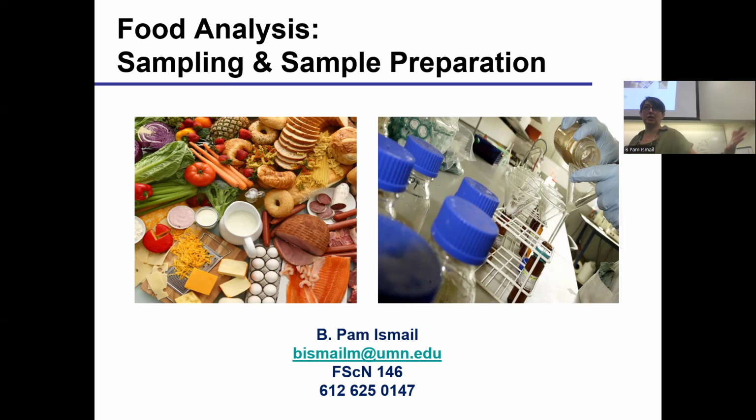So you have a population, whether it is 100 bags of flour or 200,000 cans of tomato soup. So whatever is your product, you have a population. And you need to take a representative sample. And there are rules for taking representative samples and numbers of samples. Okay, so we're going to talk about what we mean by representative sample and what procedures we do for sampling, and also how do we prepare our samples for analysis?